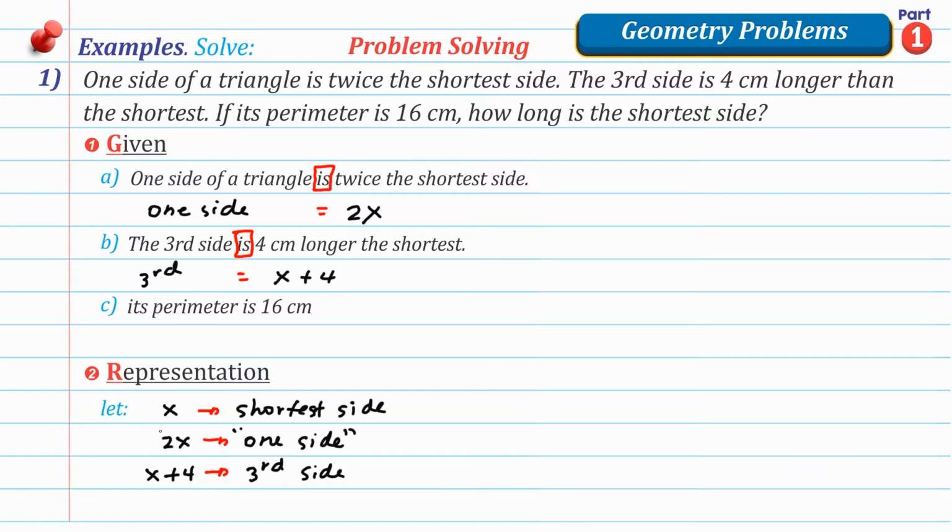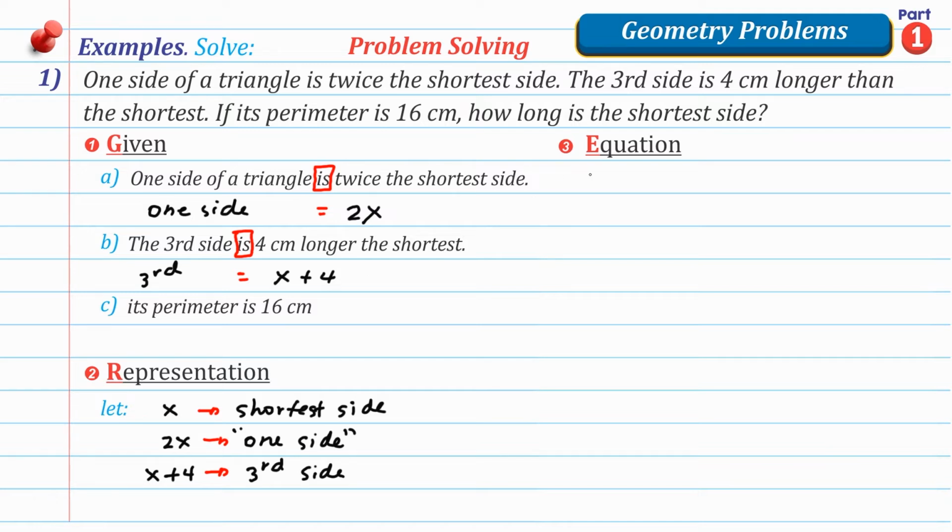Representation done. Step 2. Next, step 3. Given the representation, we need an equation. Our equation usually comes from the problem itself. And take note, we have a third given. Its perimeter is 16 centimeters.